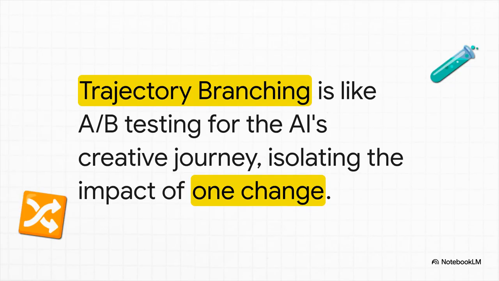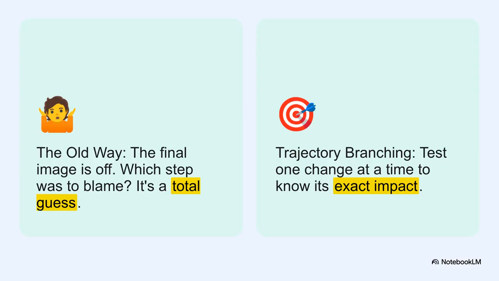The first innovation is trajectory branching. The easiest way to think about it is like A/B testing for the AI's entire creative journey. It's just a genius way to isolate the impact of one single decision. See, the old way was basically just a guessing game. If an image turned out bad, you had no real way of knowing which step was to blame. Was it something that happened at step 2 or step 8? Who knows? But with trajectory branching, the AI can test one single change at a time, say at step 3, and then see exactly how that affects the final image. It lets the AI assign credit or blame with absolute surgical precision.